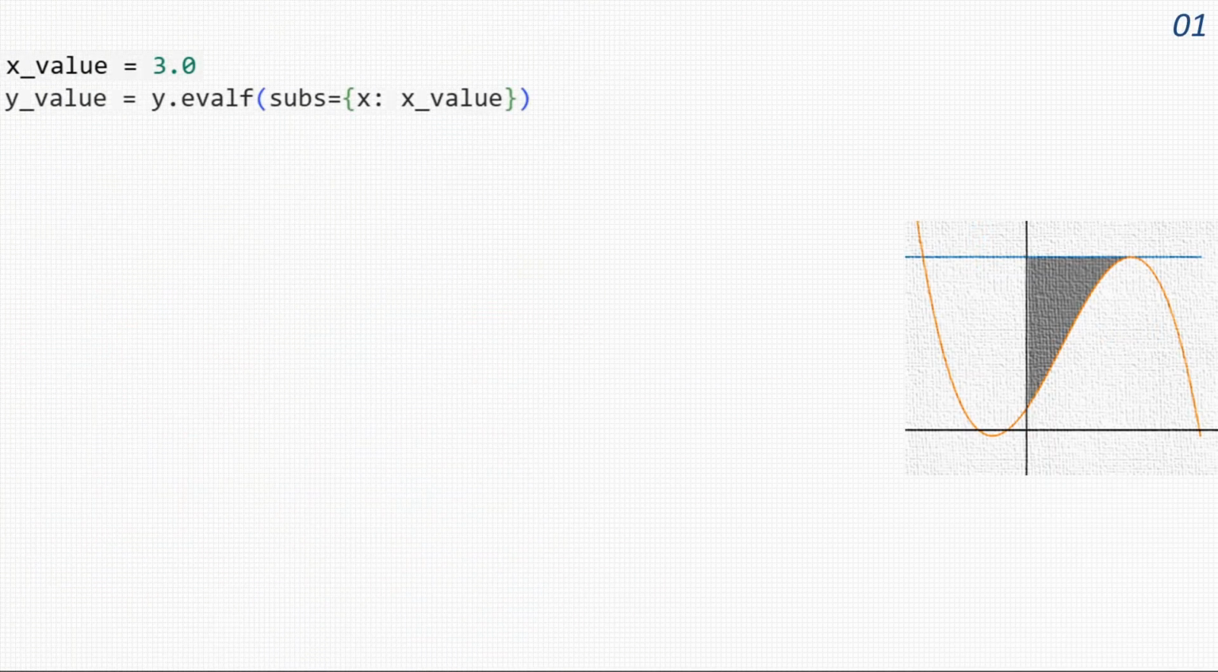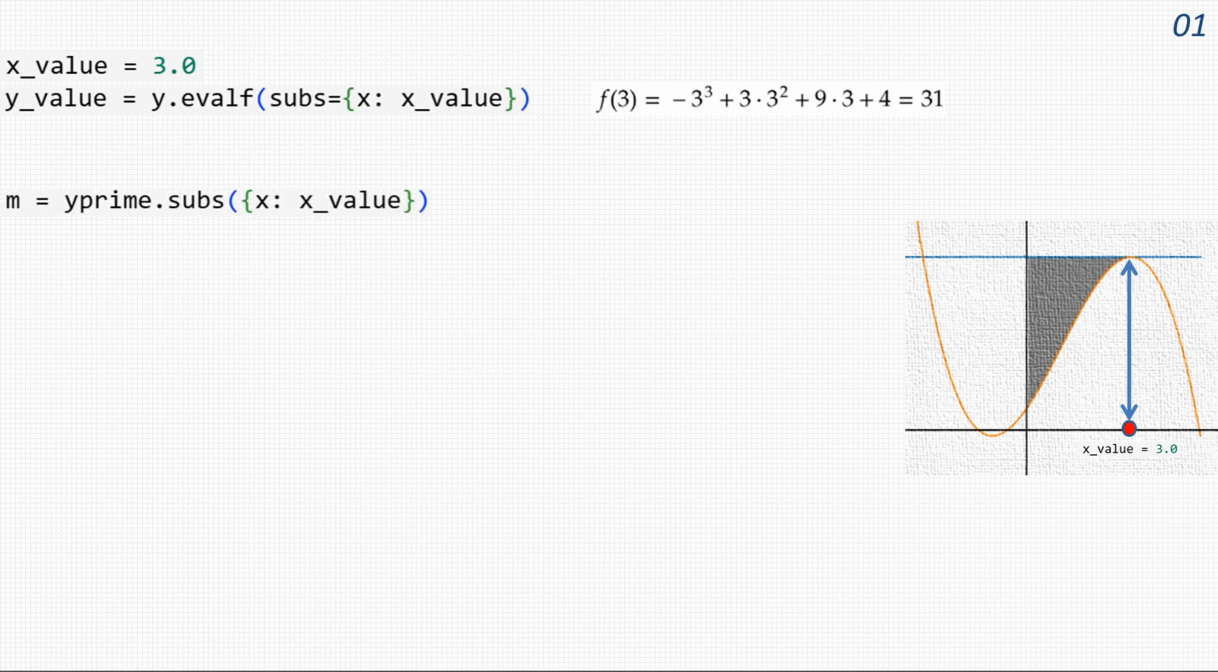Let's take the first step and calculate the value of the function at x equal to 3. Simultaneously, we'll find the derivative at this point, which gives us the coefficient m for the tangent direction. Interestingly, we observe that m is 0, indicating that the tangent is parallel to the x-axis.